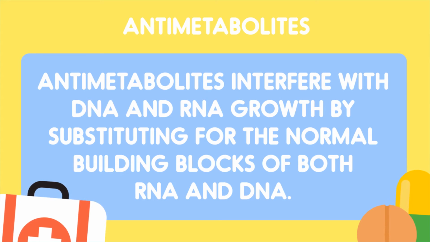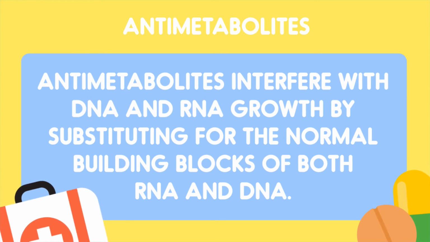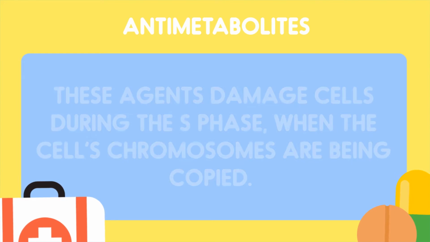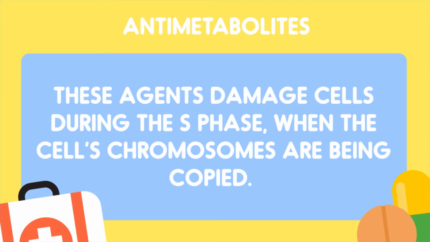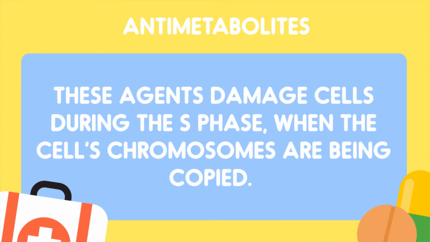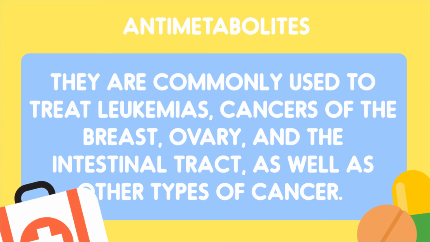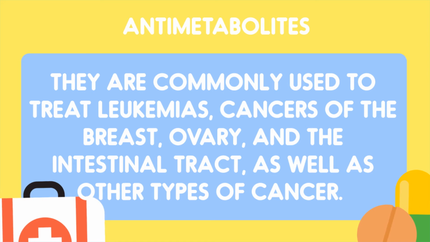Antimetabolites interfere with DNA and RNA growth by substituting for the normal building blocks of both RNA and DNA. These agents damage cells during the S phase when the cell's chromosomes are being copied. They are commonly used to treat leukemias, cancers of the breast, ovary, and the intestinal tract, as well as other types of cancers.